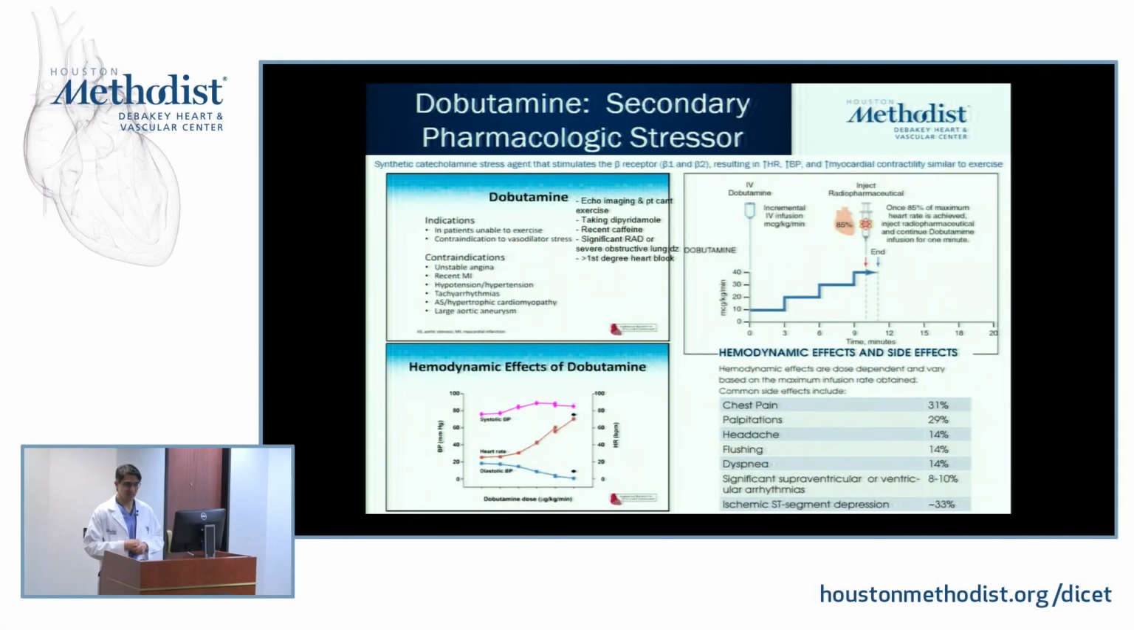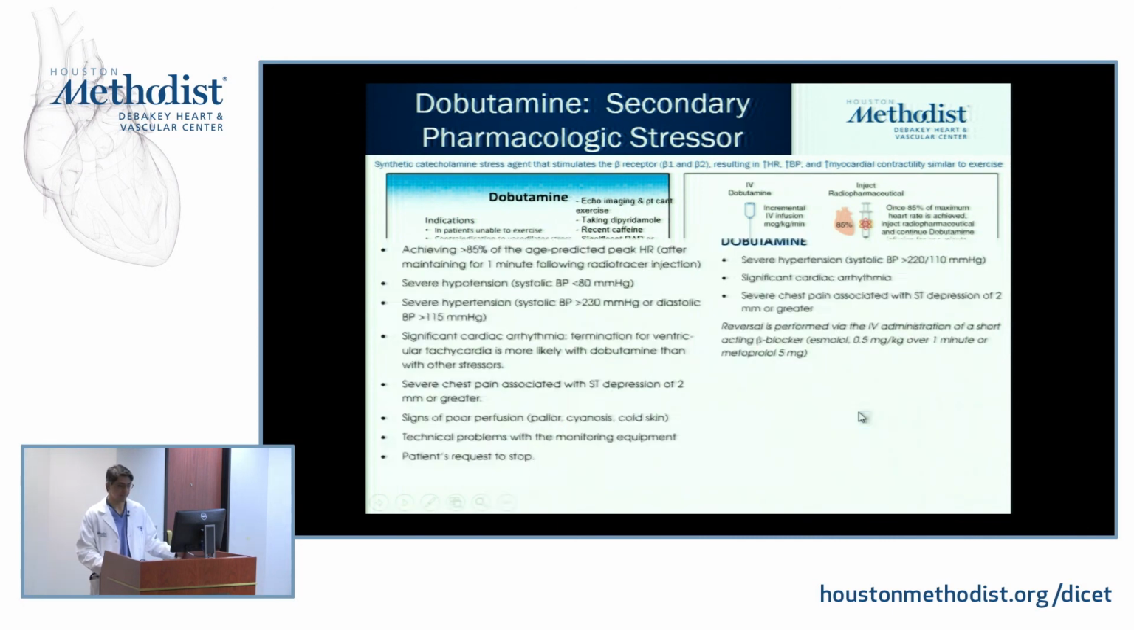Here's how we use dobutamine. It's similar to what you all have seen in the echo labs. It's gradual: you start at 5 to 10 mics and every 3 minutes increase the dose, trying to achieve target heart rate. You can see the hemodynamic profile effect of it. Blood pressure actually goes up with this agent, as well as heart rate, whereas diastolic pressure decreases. And then again, a vast amount of the side effects are chest pains, palpitations, and arrhythmias, the big one you have to be careful of.